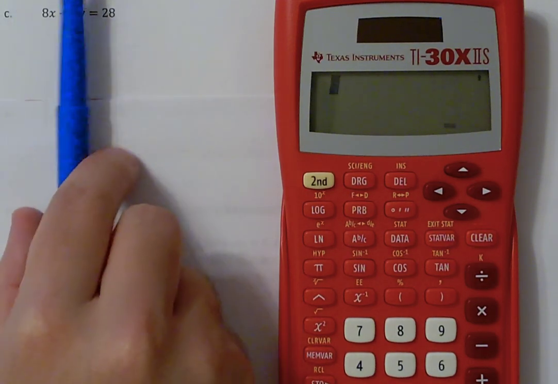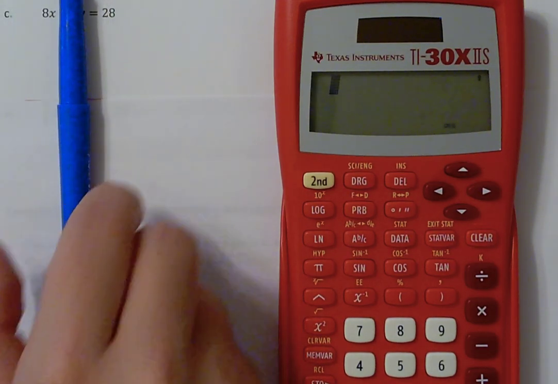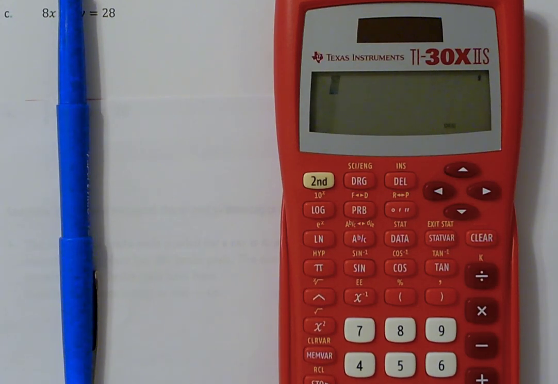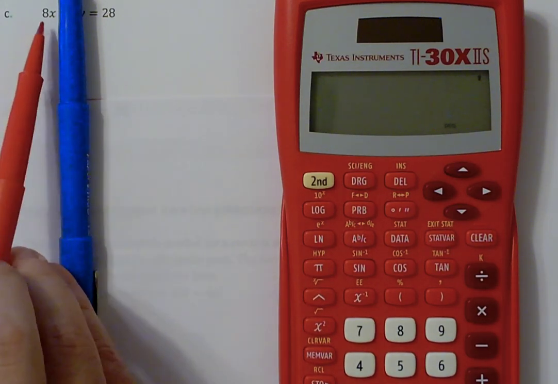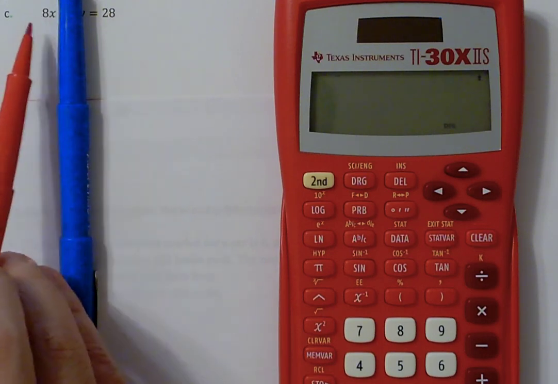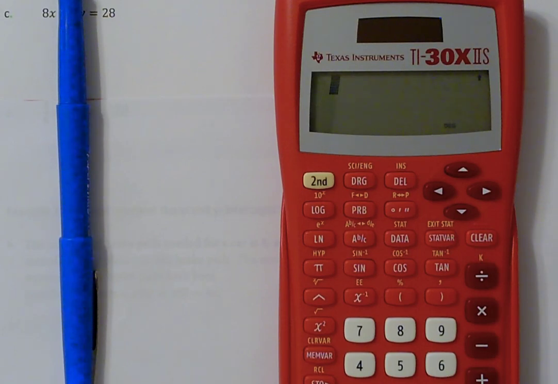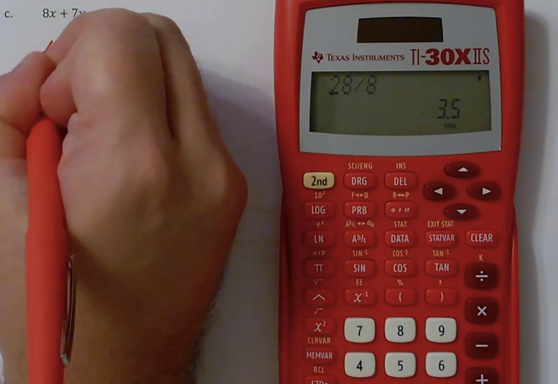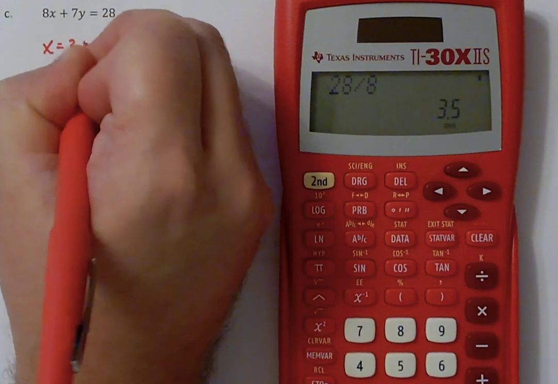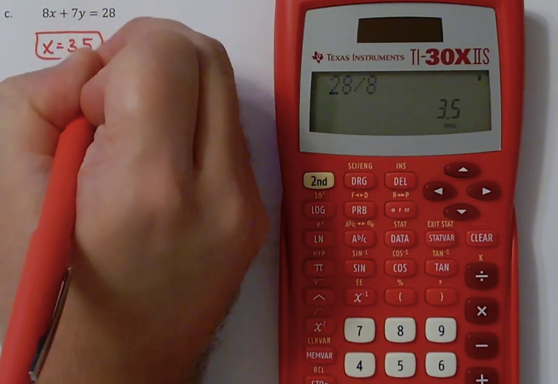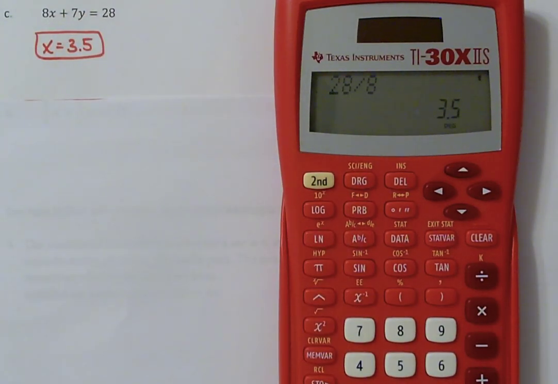So for my x-intercept, again, I'm going to cover up my y value. So I now have 8x equals 28. So if I have 8x equals 28, what I'm going to do is divide the 28 by 8 to figure out what my x-intercept is. So we're going to do 28 divided by 8, and I get x to be 3.5. So that is my x-intercept.